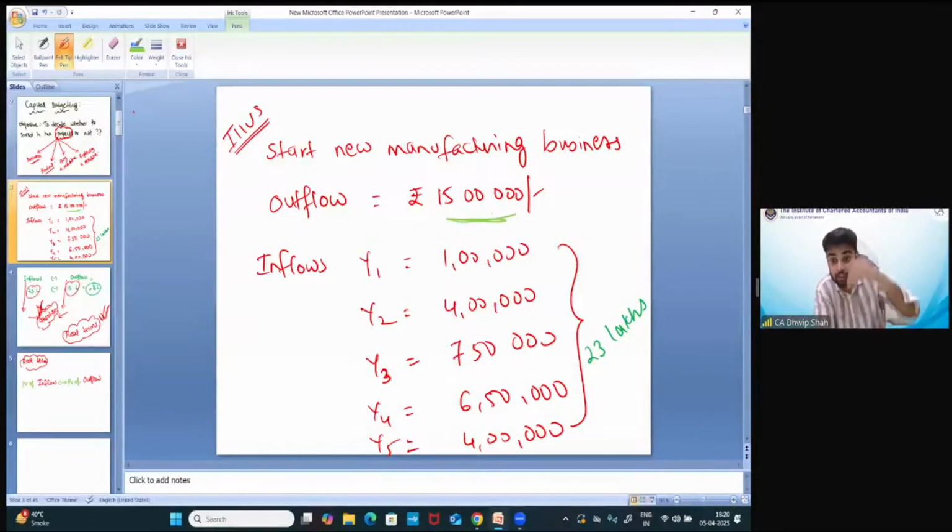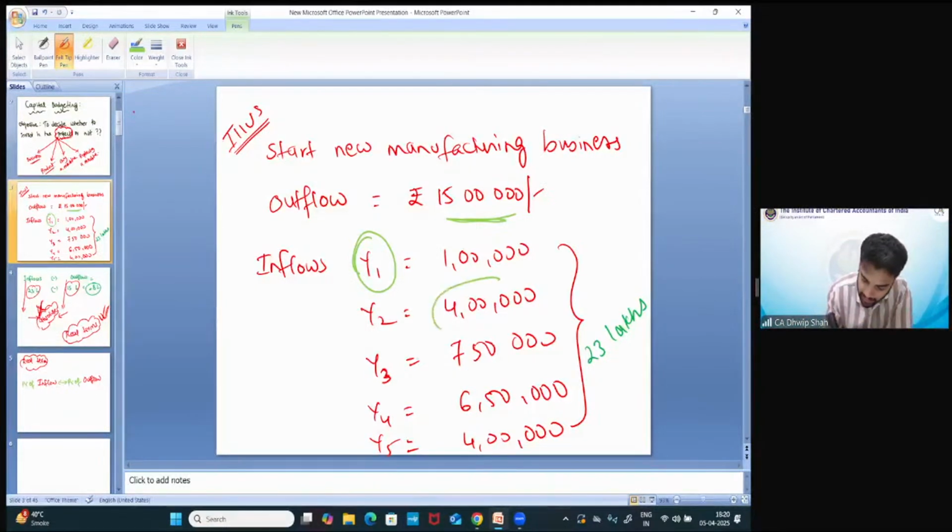I have to invest today because I want to start the business today at this point. And this inflow, this 1 lakh of inflow, is at the end of year one. So can I say this 1 lakh will have some less value today at this point? Yes or no? Time value of money. Recall the time value of money concept.